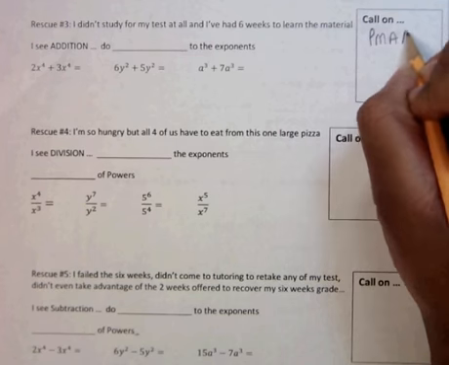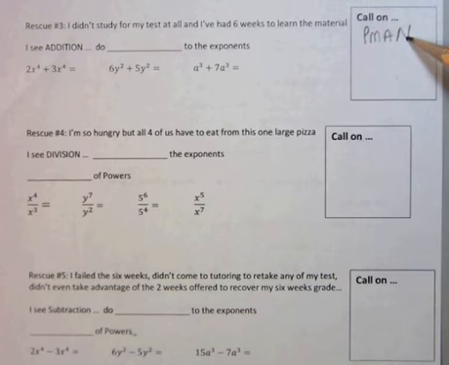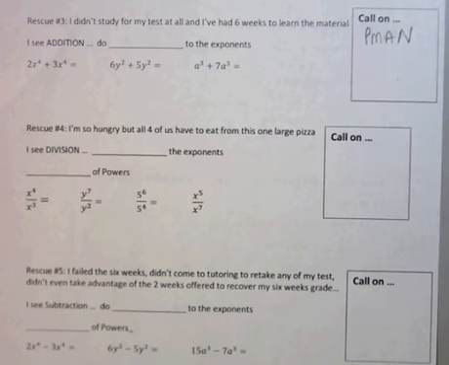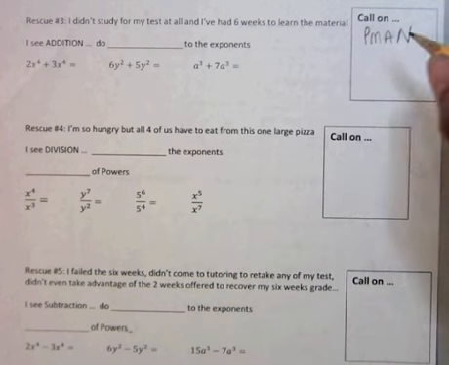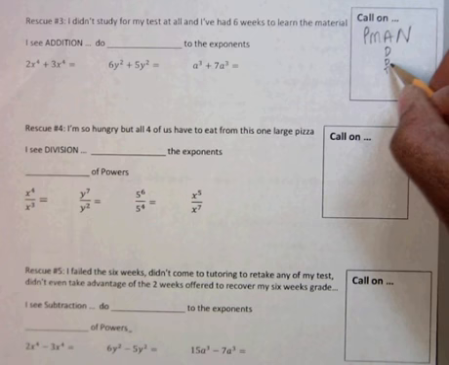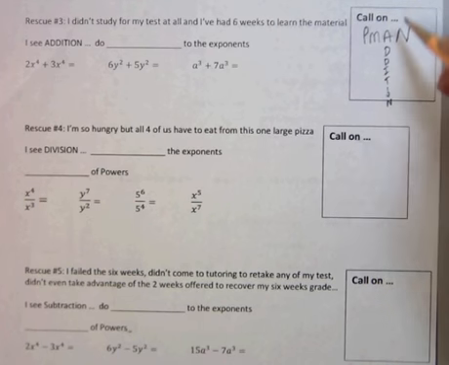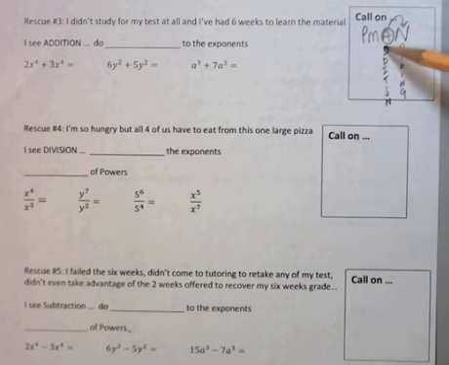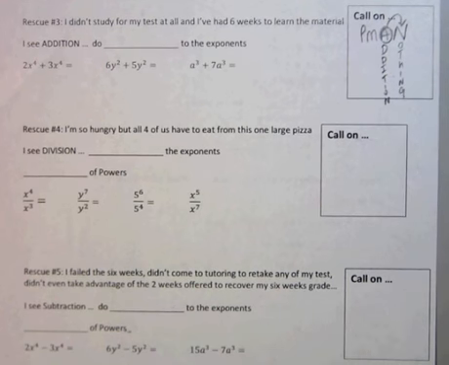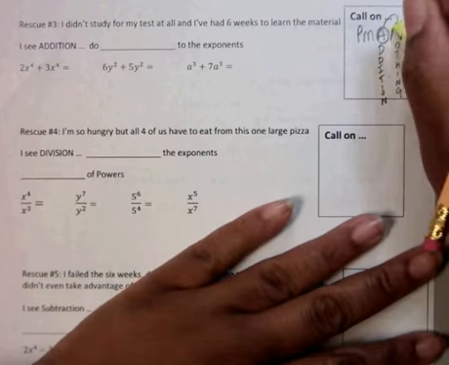P-Man. Okay, and P-Man is going to say, but this situation is not that dangerous. It looks like we kind of got ourselves in this situation, but P-Man may be able to help us. So, what does P-Man say? P-Man says, I see addition. So do nothing to the exponents. I see addition. So do nothing to the exponents.